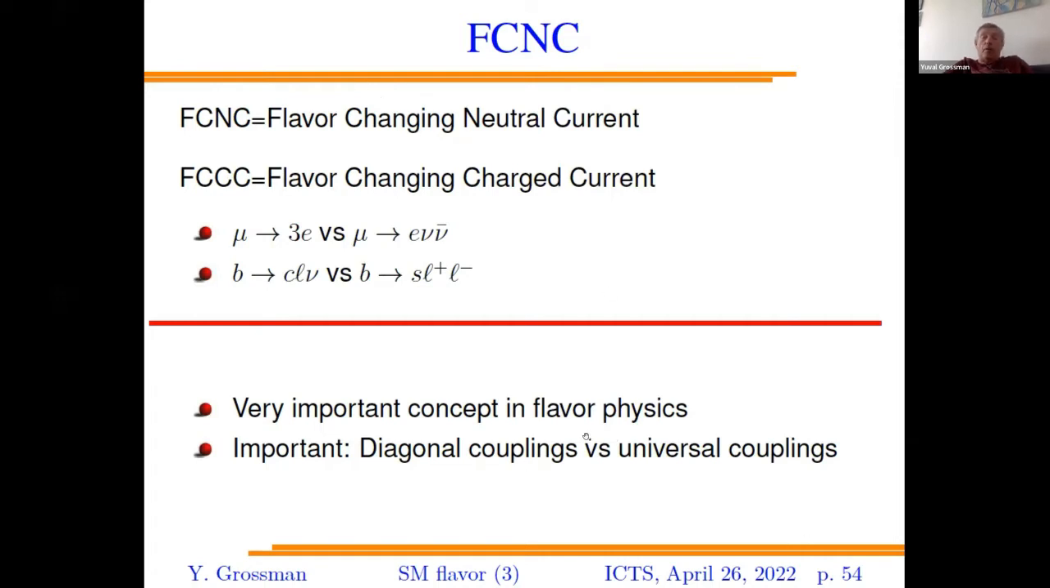So coming back to the point I was making here, I hope you understand the difference between diagonal coupling and universal coupling. Of course, universal coupling is a subset of diagonal coupling. Universal couplings are also diagonal, but diagonal couplings are not always universal. Diagonal coupling is a basis dependent statement, and universal coupling is a basis independent statement. Probably I should have written it.